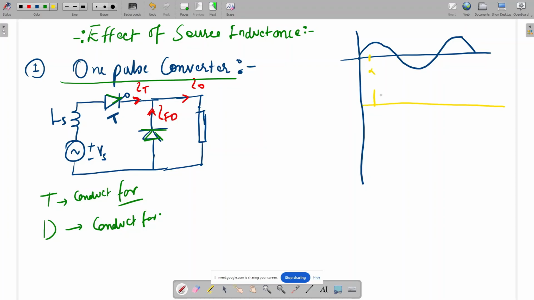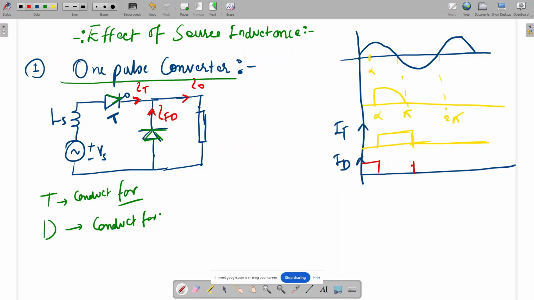The output voltage will be like this, alpha to pi. Then this is 2 pi, and here it will be like this. What will be the current through the thyristor? The thyristor current will be from alpha to pi. And what will be the diode current? The diode current will be the remaining portion. So this is IT and this is ID, the diode current, for the remaining portion, here to here and here to here. So you can say the thyristor is conducting for pi minus alpha and the diode is conducting for pi plus alpha in one cycle.